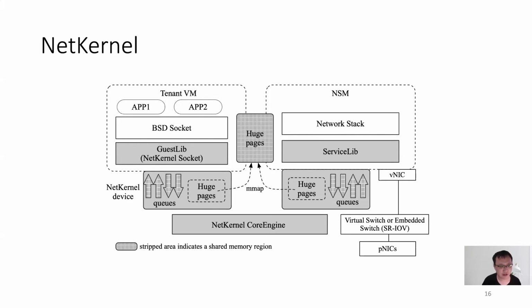They also have NetKernel devices. In the devices, we have queues and huge pages. Queues are for the metadata exchange, and huge pages are just for the data exchange. And all of the queue elements are switched by the NetKernel queue engine. We also have a VNIC to attach the NSM, and the packets go through the VNIC to the virtual switch or embedded switch, and then finally go to the PNIC.